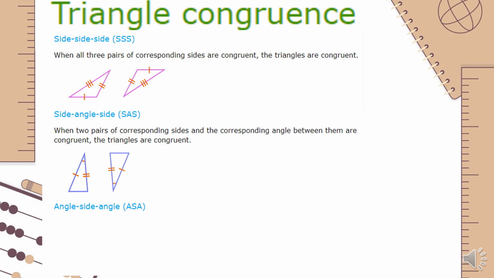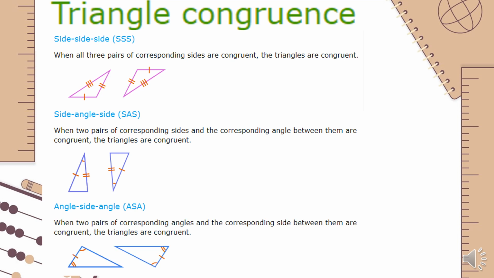Now side, angle, side means when two pairs of corresponding sides and the corresponding angle between them are congruent, the triangles are congruent. See, when the two sides and one angle in between both of the sides are congruent, then the triangles are congruent. So we call it side, angle, side, or SAS congruence.